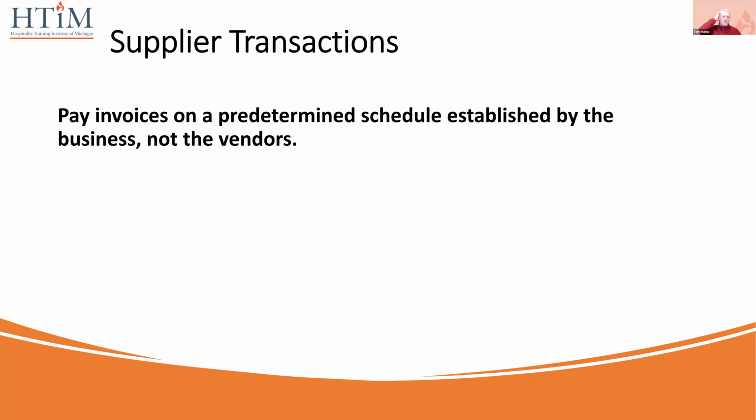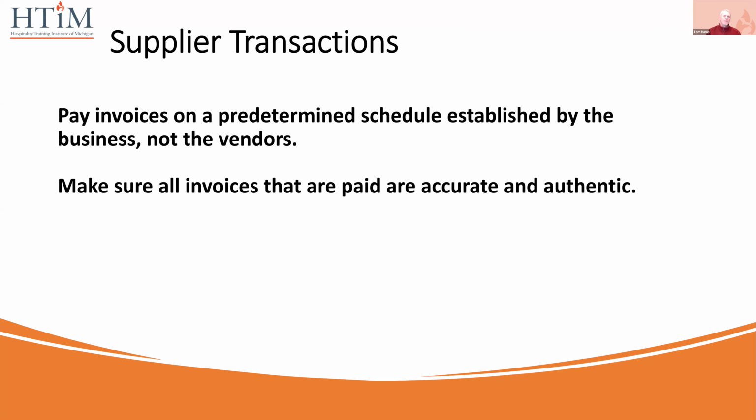So when we talk about supplier transactions, we want to pay invoices on a predetermined schedule established by the business, not the vendors. A lot of times, whenever a vendor sends us the invoice, they send it consistently at certain times of the month, but you don't always pay those on the same day of the month. So if you can, move some of that around. Say, you know what, can you send me invoices this week, or the 3rd week, because that's when my accounts payable tend to pay the bills at that point. So as opposed to being sporadic at any random time of the month, you can certainly shore that up and be a little bit more determined that way.